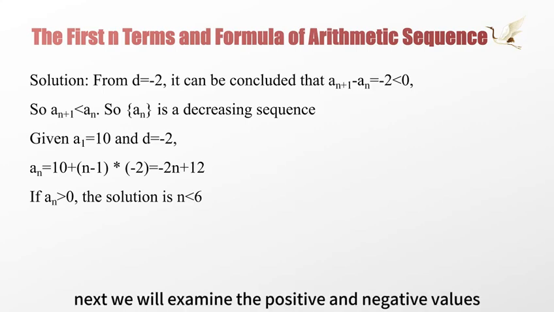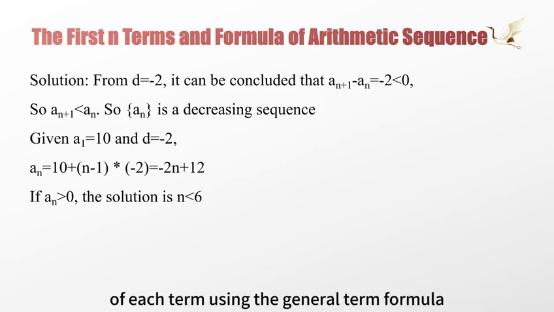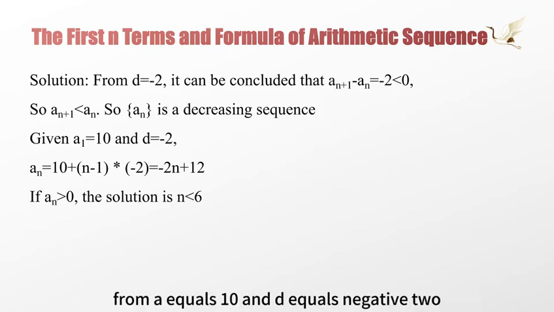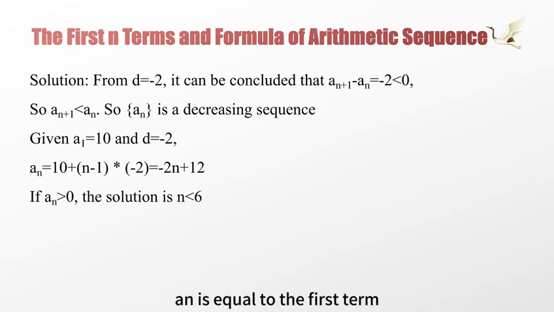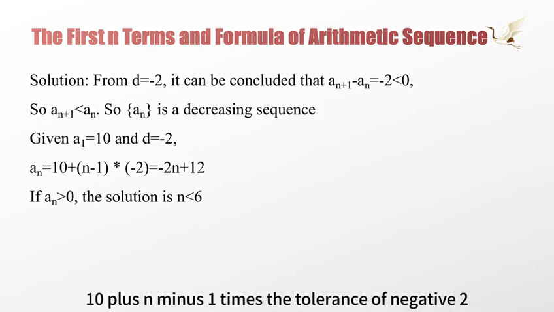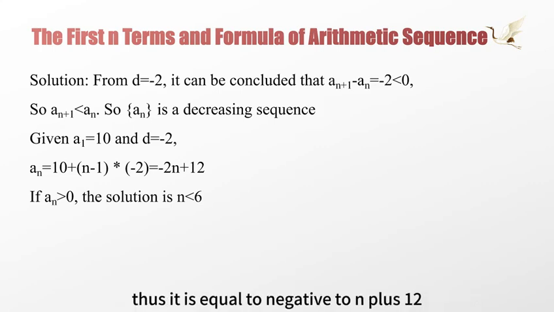Next, we will examine the positive and negative values of each term using the general term formula. From a1 equals 10 and d equals -2, it can be concluded that an is equal to the first term 10 plus n minus 1 times the common difference -2. Thus, it is equal to -2n plus 12. We make an greater than 0, resulting in n being less than 6.